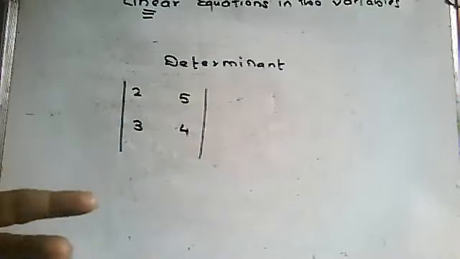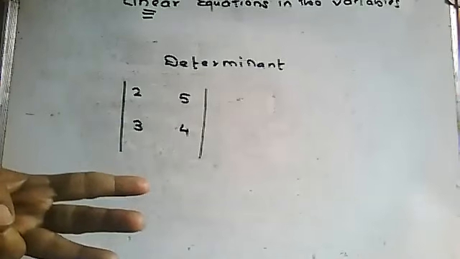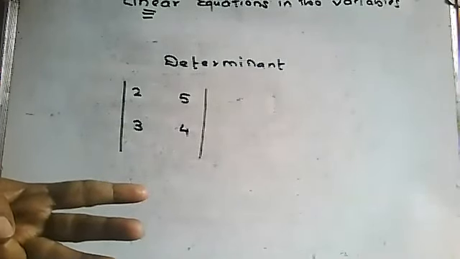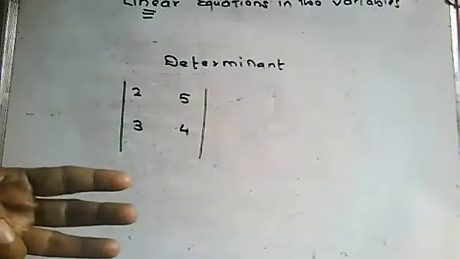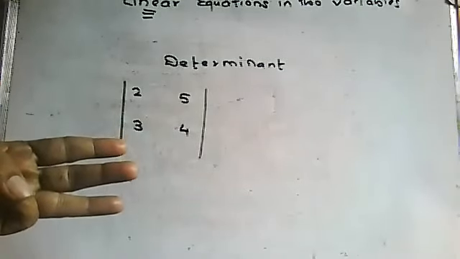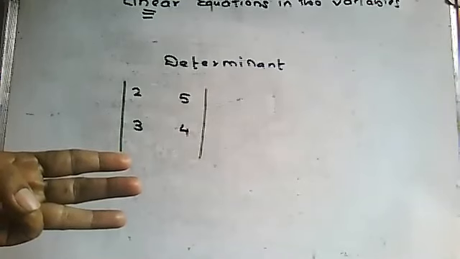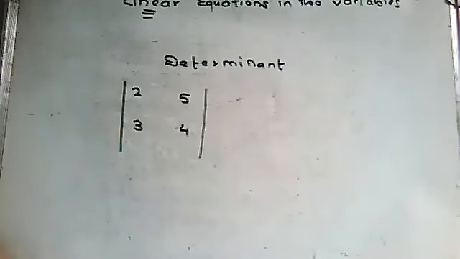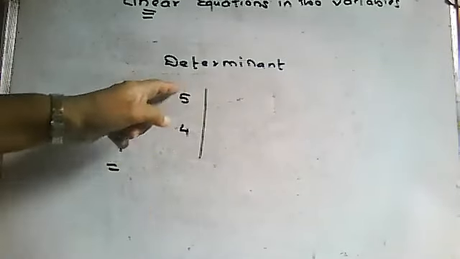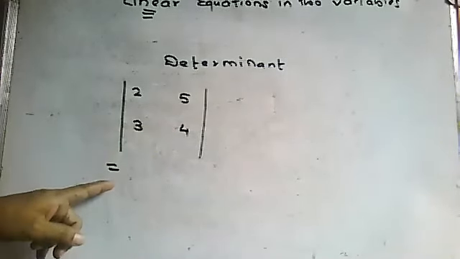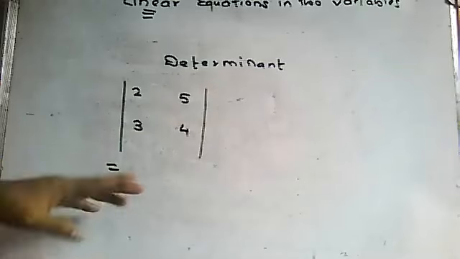Or it is also known as Cramer's rule that I'll tell you afterwards. So this is one more method to solve the simultaneous equations, to get the values of the variables x and y. How to solve? Very simple. Cross multiplication. Here I'm showing you how to solve the determinant.